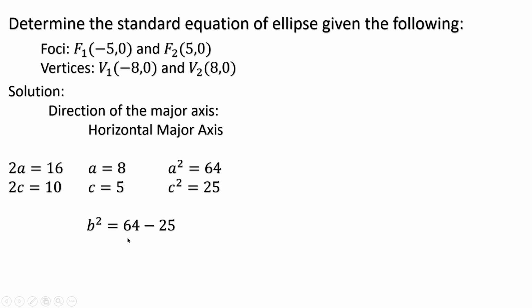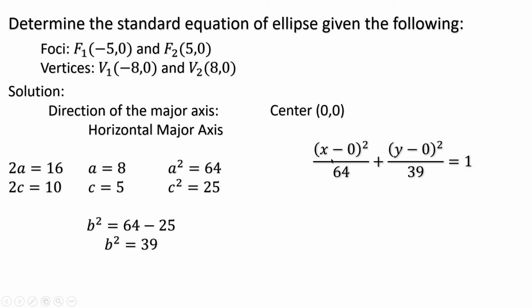So we have b squared is equal to 64 minus 25, that is equal to 39. So the center is at the origin. Therefore, we have the square of x minus 0 over 64. Since we have a horizontal major axis, this part should be greater than the other. Okay, so we have plus the square of y minus 1 over 39 is equal to 1. Simplifying, we get x squared over 64 plus y squared over 39 is equal to 1.